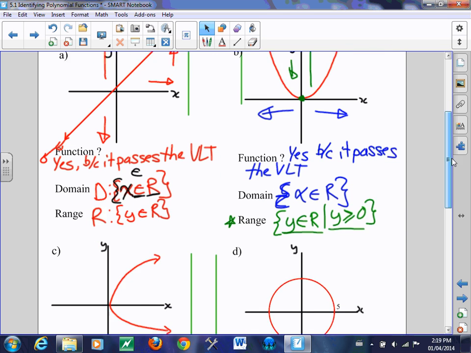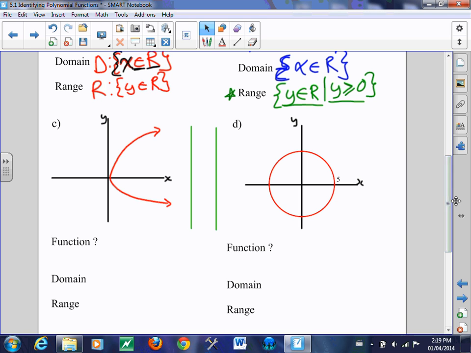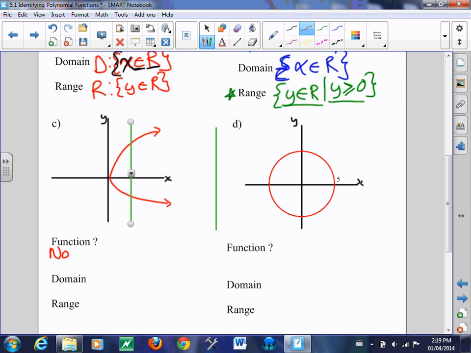Great. All right, let's keep going here. So for C, if I take my magic wand and go left to right, what do we notice, folks? Every point except right there, for every other point, it's hitting my vertical line stick at least 2 points. So no, this is not a function because it does not pass the VLT.